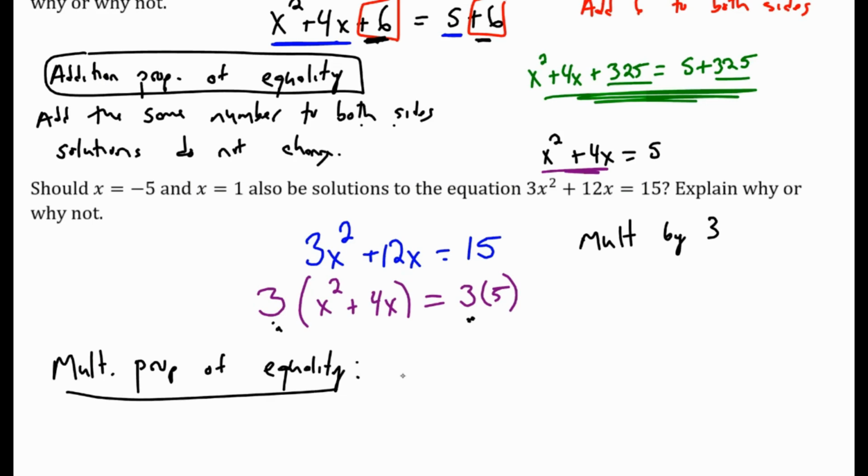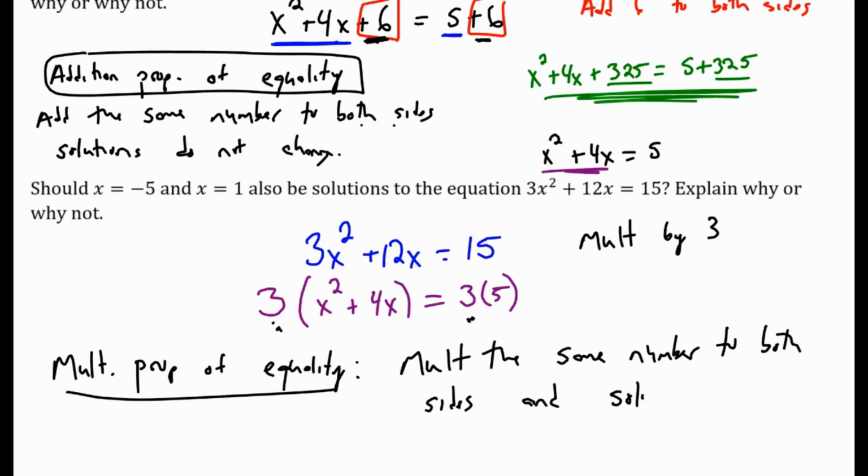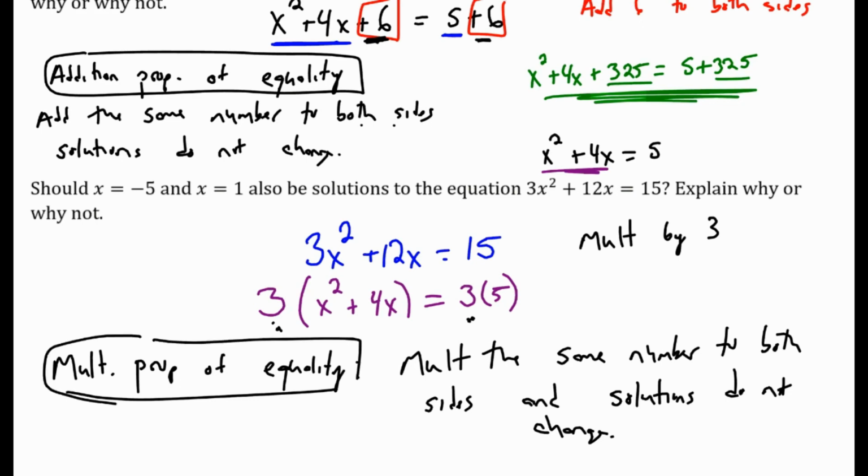I can multiply the same number to both sides, and the solutions do not change. I can multiply the number to both sides, and the solution set doesn't change. These two properties here are what we use to solve equations, and they're core to what we do in algebra, to say, you know what, I want to multiply both sides by 2. It comes back multiple times throughout the year.